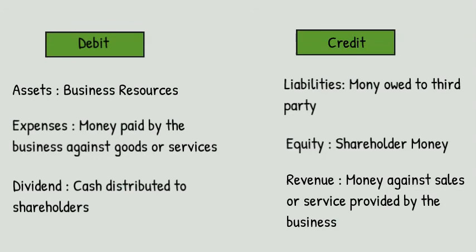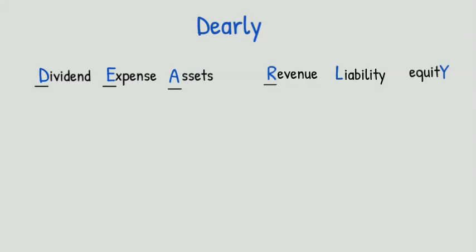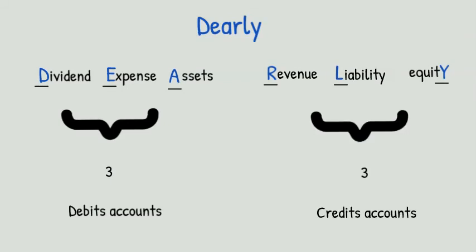Here we'll talk about one technique to help us remember which group each account belongs to. We know that we have 2 groups and they are 3 by 3. And we will be holding on to this information dearly. Dividend, expense, assets, revenue, liability, and equity. The first 3 accounts are debit accounts. So if you want to record a dividend, expense, or asset, or increase any one of them, you will pass a debit entry. And the other 3 are the credit accounts. So if you want to record them or increase them, you will pass a credit entry. And we have our 3 by 3 groups.